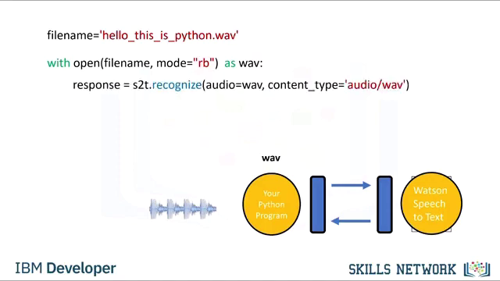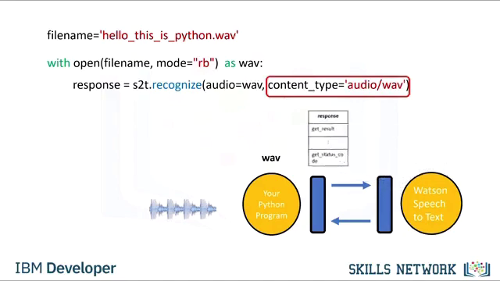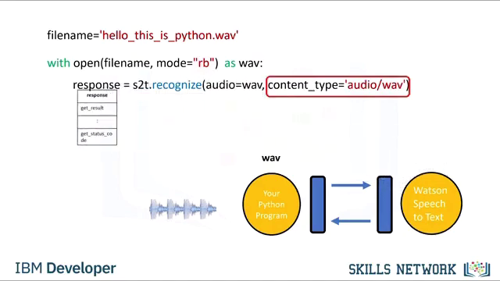We use the method recognize from the speech-to-text adapter object. This basically sends the audio file to Watson's speech-to-text service. The parameter audio is the file object. The content type is the audio file format. The service sends a response stored in the object response.